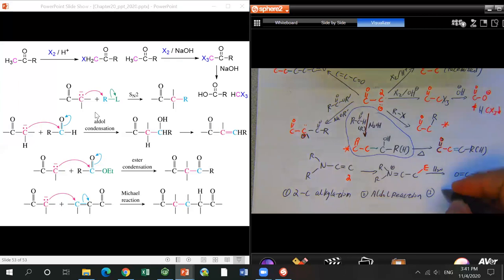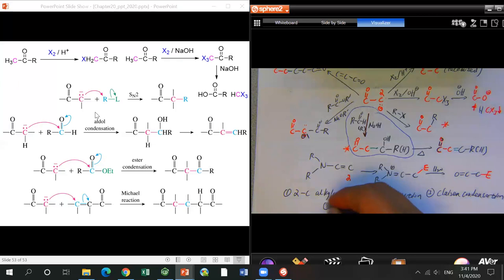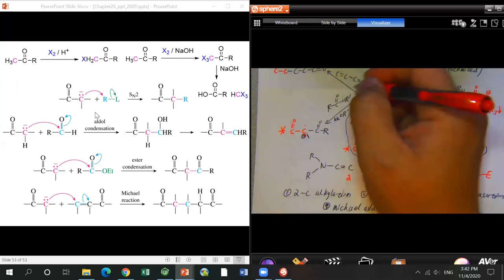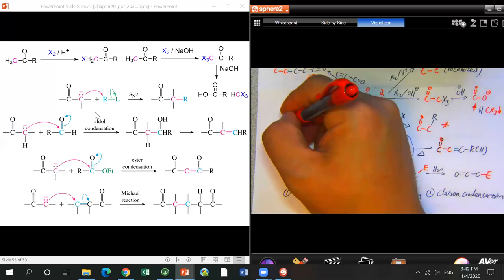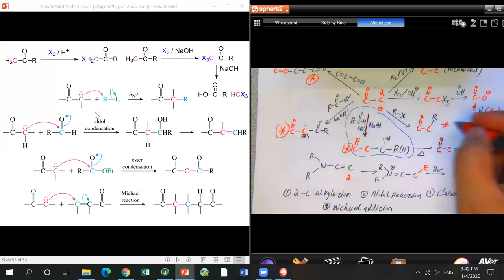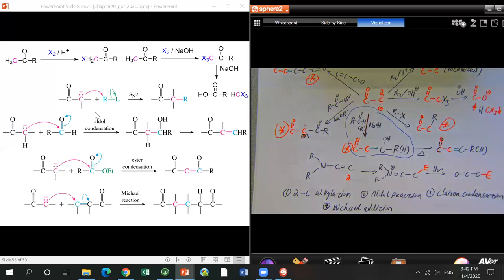The third one is the Claisen condensation. And the last one is the Michael addition. So in total these four reaction mechanisms are required for this chapter. I'll mark them with stars. These four reactions are required mechanisms.